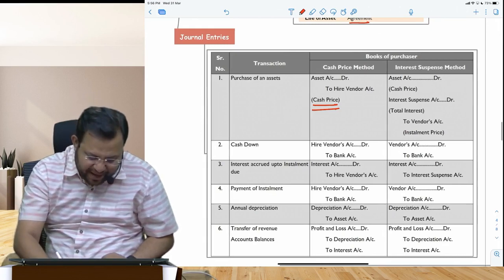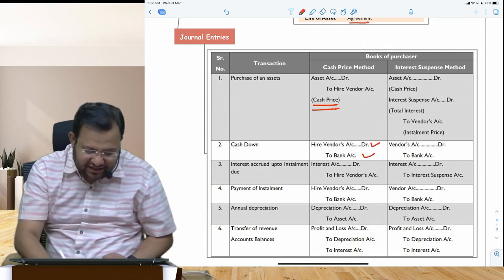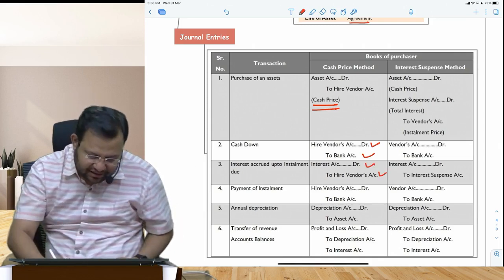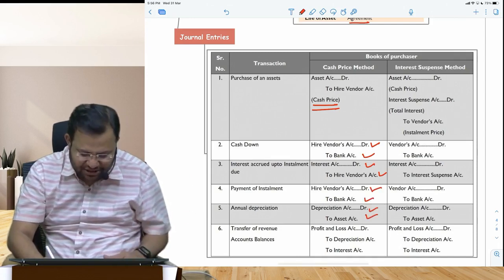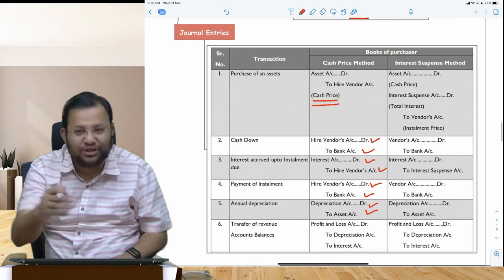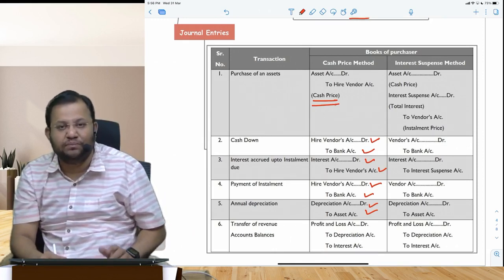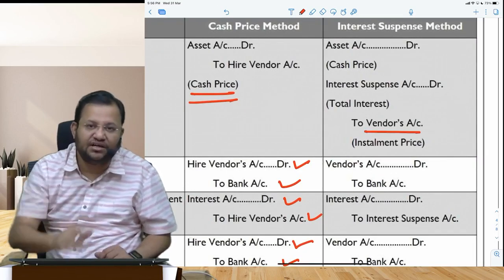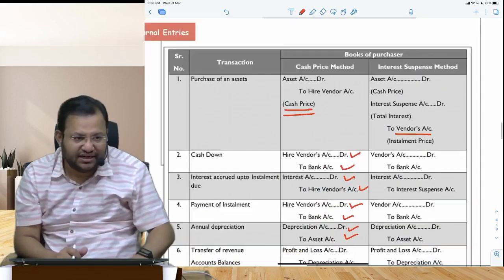Then we pay the amount, creditor to bank, like the vendor to bank entry. Then interest to vendor. Interest is booked as expenditure and shown payable. Then you make a payment to the vendor, vendor to bank. You provide depreciation, depreciation to asset, and then you transfer to P&L. You can use the interest suspense method also, where the entire interest is shown payable at the beginning itself to the vendor, and then every year we transfer the balance from the interest suspense account to the interest account.